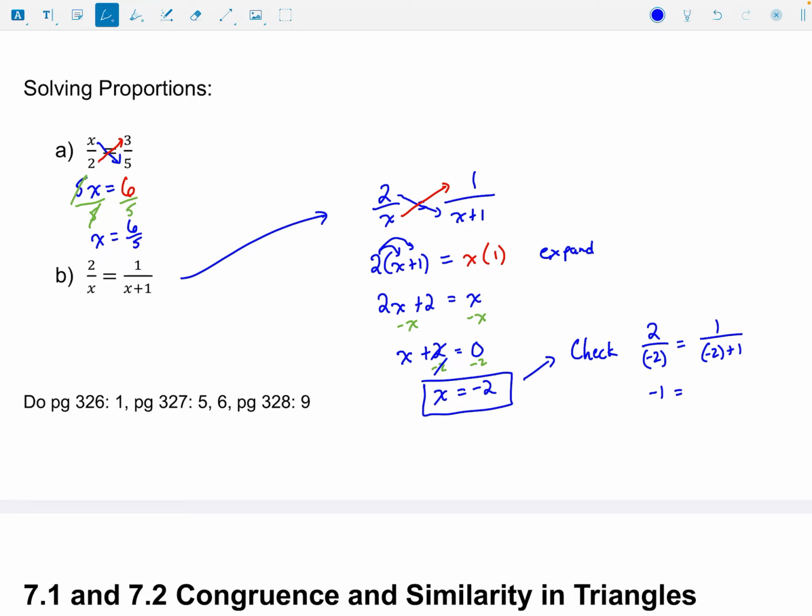That is negative 1. And what's negative 2 plus 1? That's negative 1. So that leaves us still with negative 1 on the left side, and on the right side, if you do 1 divided by negative 1, you have negative 1. And this is a true statement, which means you did in fact solve the problem. And there you go, that's how you solve a proportion.